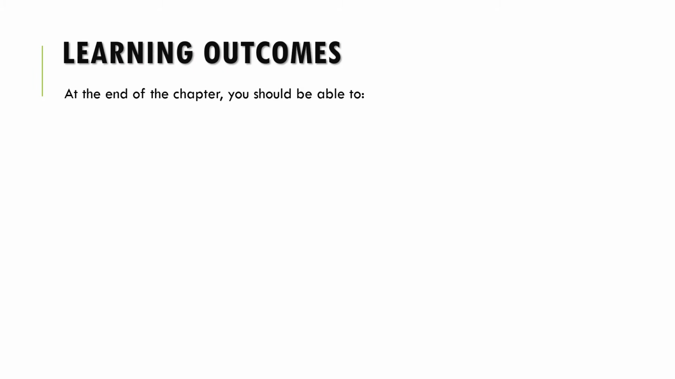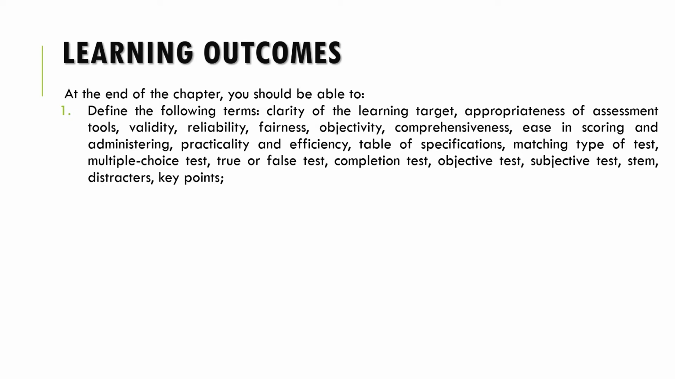The learning outcomes of this chapter. At the end of the chapter, you should be able to first define the following terms: clarity of the learning target, appropriateness of assessment tools, the terms validity, reliability, fairness, objectivity, comprehensiveness, ease in scoring and administering, practicality and efficiency, table of specifications, that is with an S on the last part of the word, matching type of test, multiple choice test, true or false test, completion test, objective test, subjective test, stem, distractors, key points.